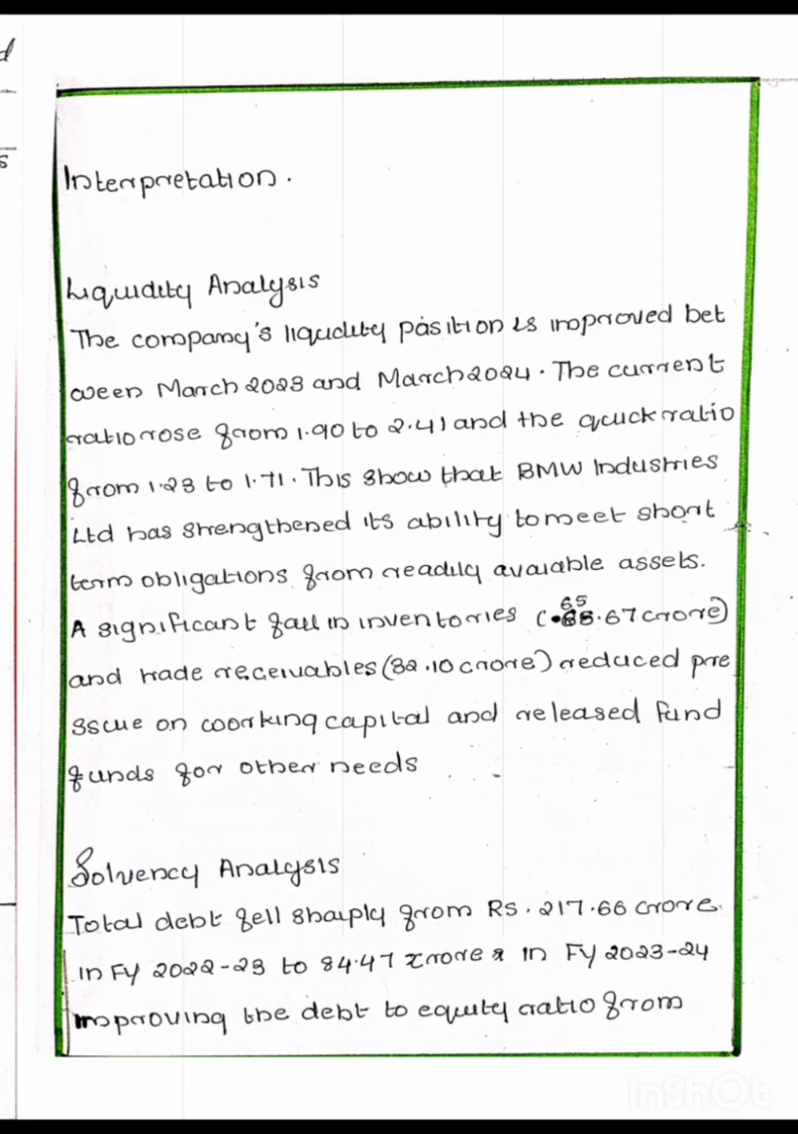This shows that B&W Industries Limited has strengthened its ability to meet short-term obligations from the available assets. So, a significant fall in inventories 65.67 crores and trade receivables 32.10 crores, reducing the pressure on working capital and releasing funds for other needs. Then the next one is solvency analysis.